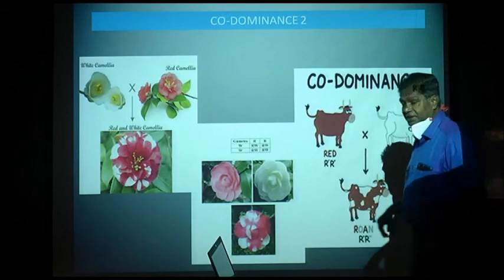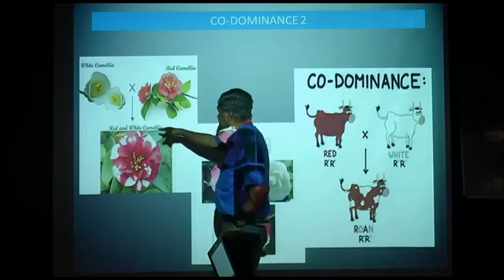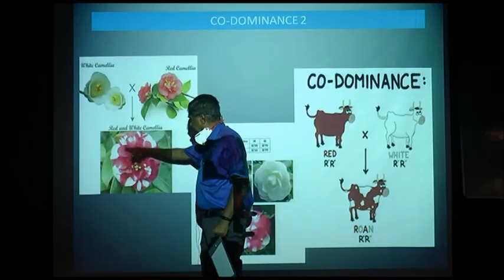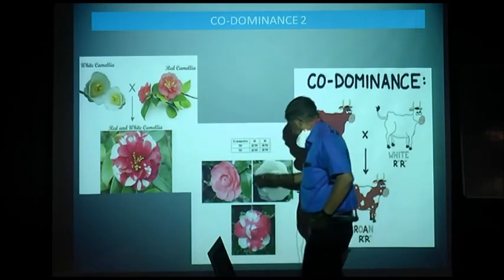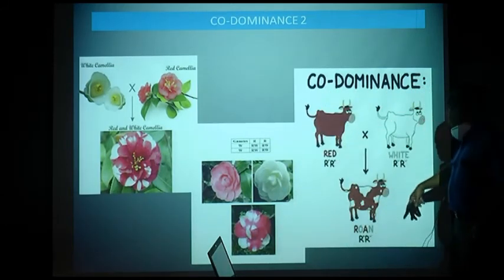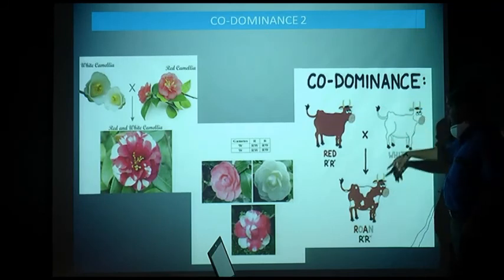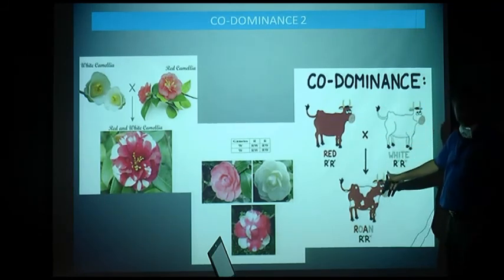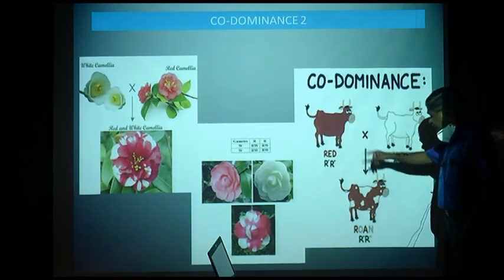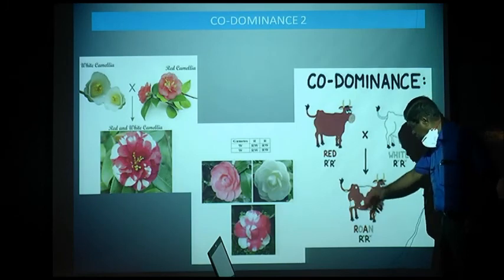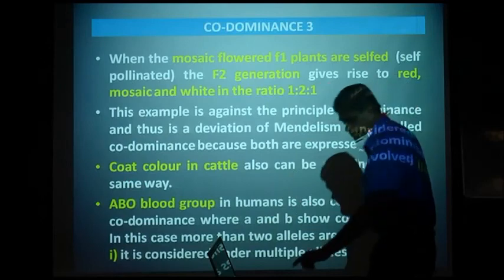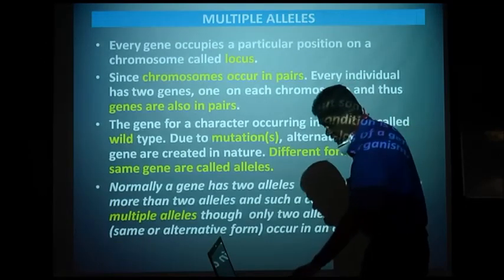Now, in codominance, we get the example of camellia, where instead of an intermediate color, we get patches of red and white, and this is the condition in camellia. In cattle, we also get codominance, red and white. We should get 3 red, 1 white, or 3 white, 1 red, but here we get roan, which is red and white combined.